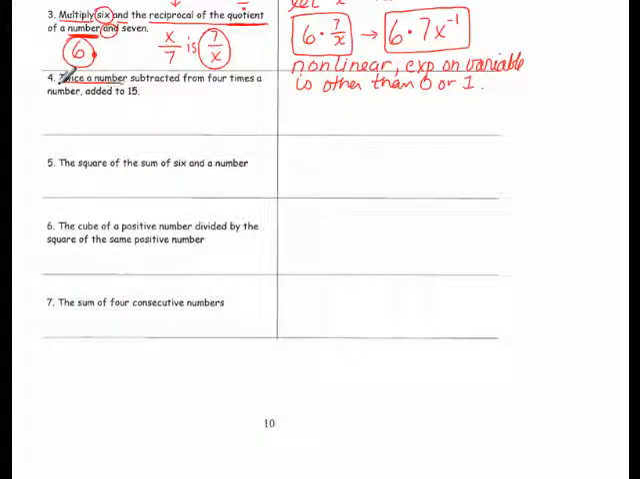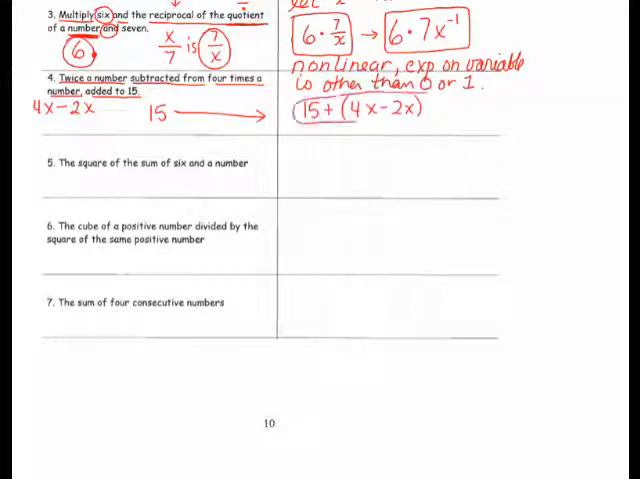Twice a number. How do you write twice a number? 2x. Subtracted from, so we're going to take that away from something. From what? 4 times a number. How do you write 4 times the number? 4x. Added to 15. So that would be 15, whoops, let's write it over here. That would be 15 plus 4x minus 2x. So this is our expression.